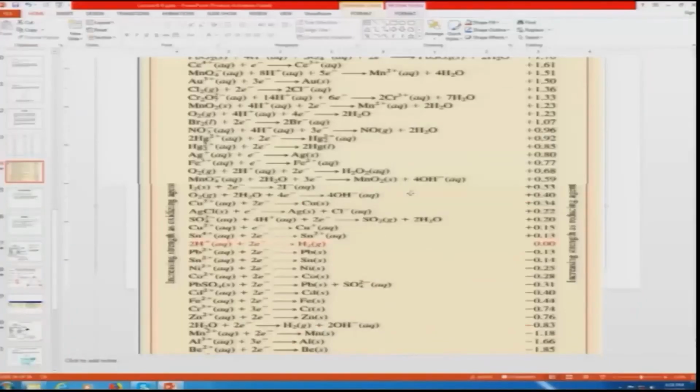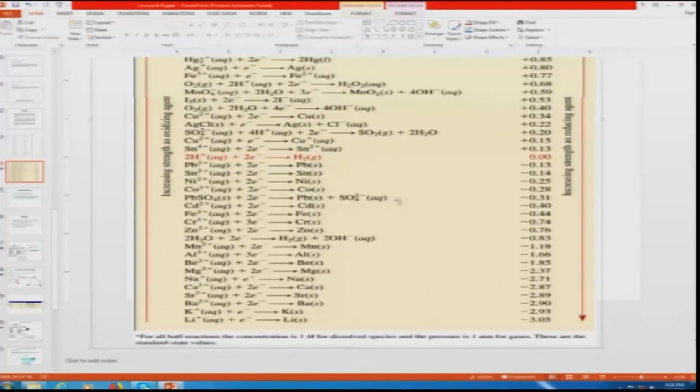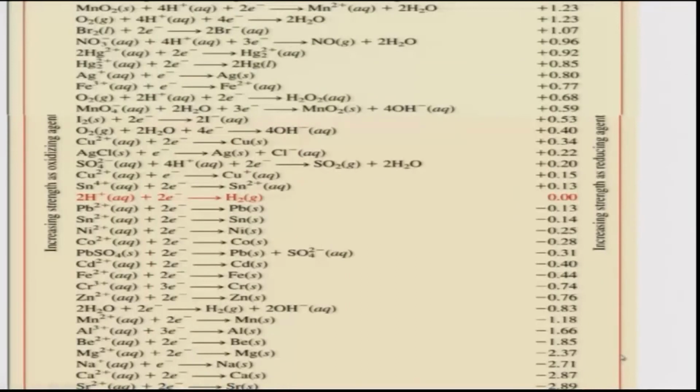So, these are tables. For example, if I scroll down and then again go to the full screen, you see now here we have hydrogen, this is hydrogen. Now, the other reactions, if we consider this, this was the reactions we considered for basic or neutral medium.